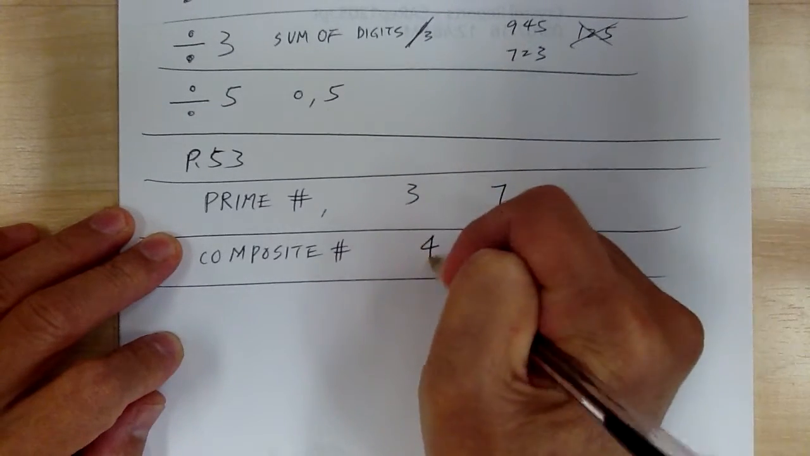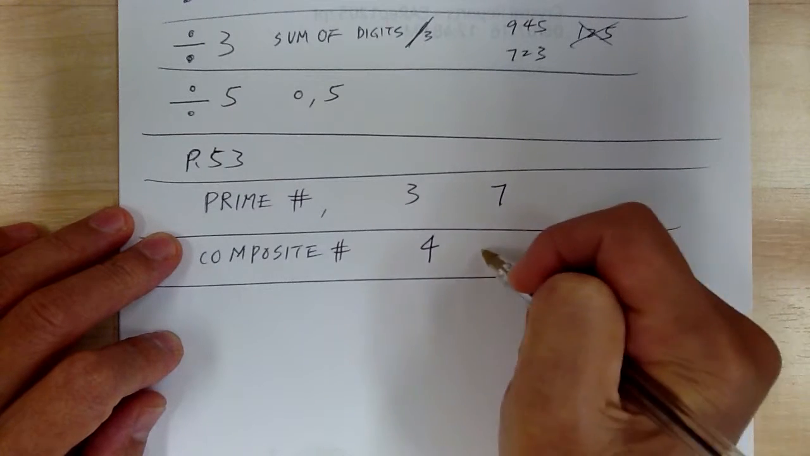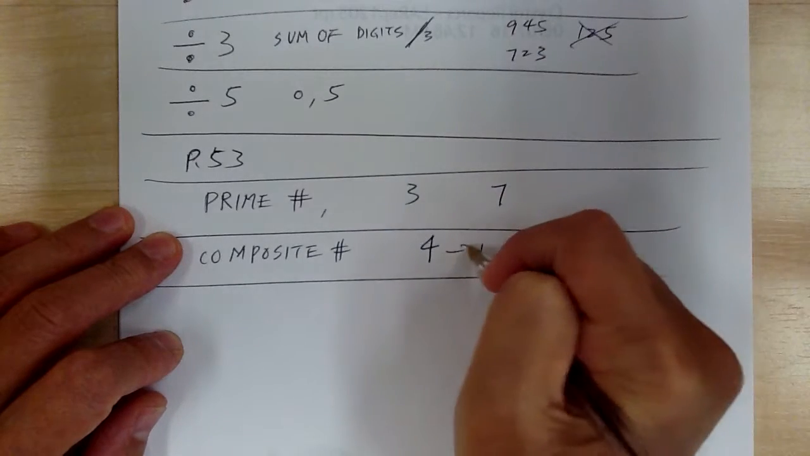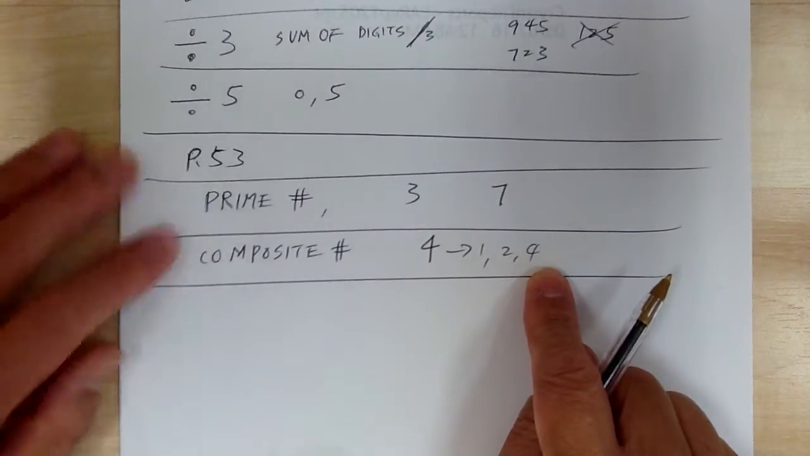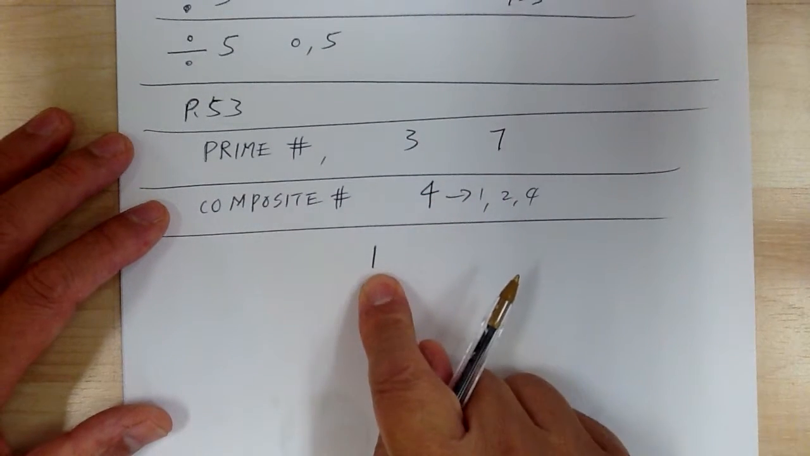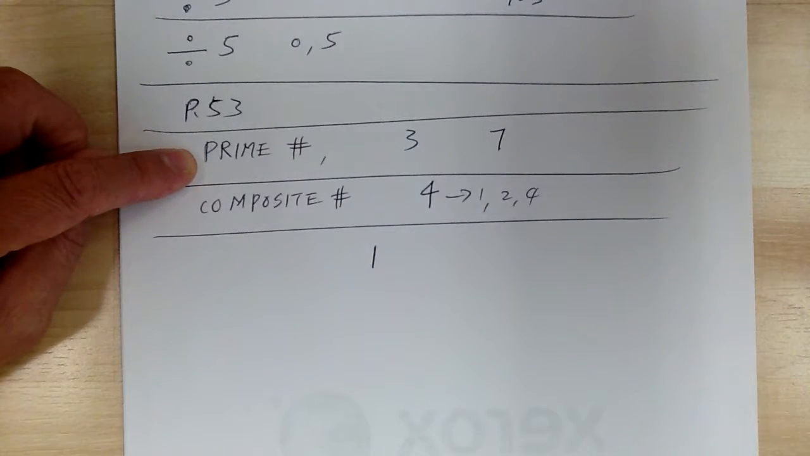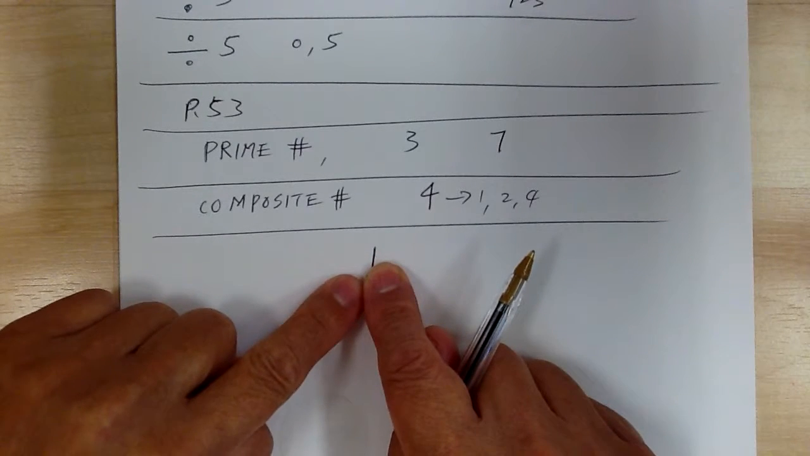An example of that would be 4. 4 can divide by 1, 2, and 4, right? So therefore, this is a composite number. It can divide by 3 numbers. Now, how about 1? Well, 1 is neither. Remember, the definition of a prime number is that it can divide by 2 numbers. 1 can only divide by 1, itself. That's it, 1 number. So this is not prime and it's not composite.